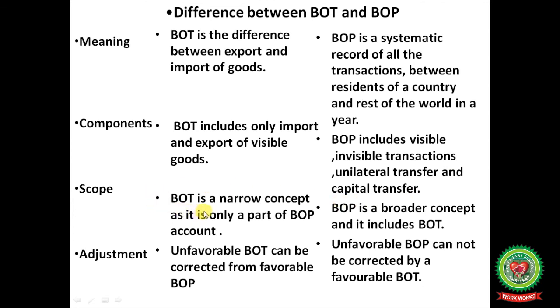Scope. Balance of trade is a narrow concept as it is only a part of the balance of payments account. Balance of payments is a broader concept and it includes balance of trade. An unfavorable balance of trade can be corrected by a favorable balance of payments. An unfavorable balance of payments cannot be corrected by a favorable balance of trade.